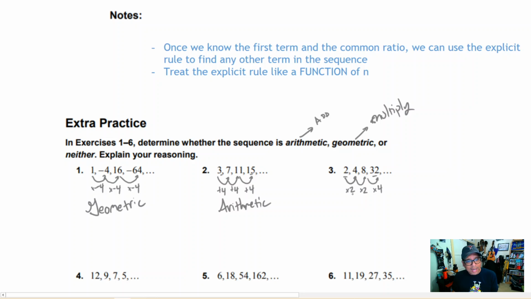So this looks like neither, because it looks like a multiplication rule, but we don't have the same thing multiplied every time. So this is neither arithmetic nor is it geometric.